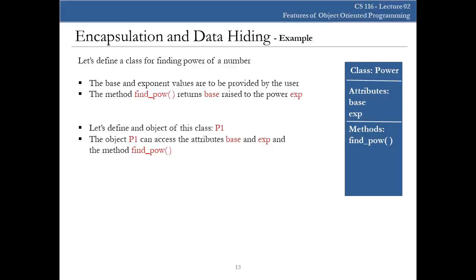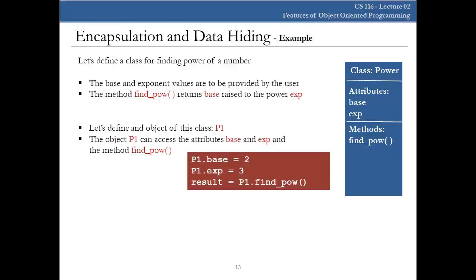Now let's suppose I want to calculate 2 raised to power 3. So this is what I would do. I would write p1.base = 2. This statement will assign this value 2 to the base attribute, right? And then I would write p1.exp = 3. So this will assign value 3 to the exp attribute.